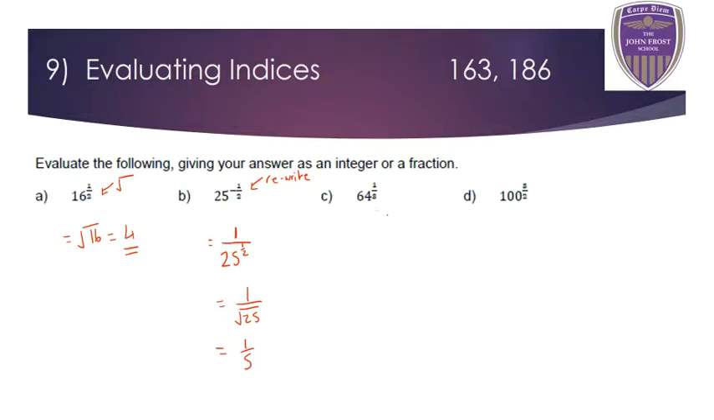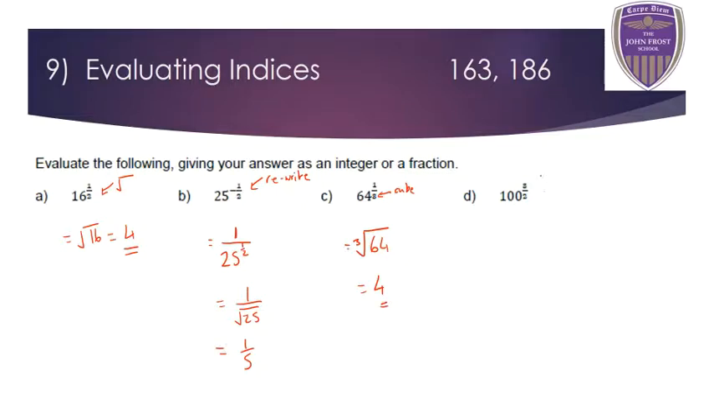Okay, 64 to the power of a third. So it's a positive power, and we're going to have to do a root, but because it's got a third, it means we're going to do the cubed root. So the cubed root of 64. So what number do we multiply by itself to the power of 3 to get 64? Well, it's 4. 4 times 4 times 4 gives me 64.